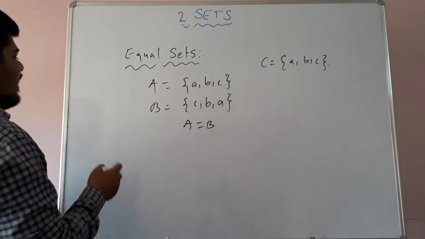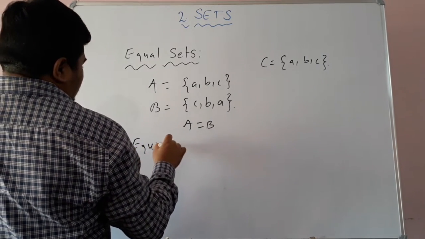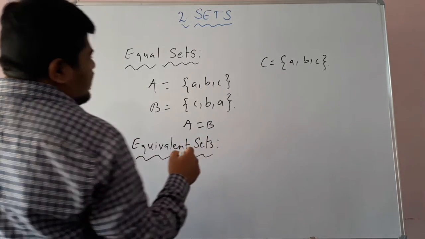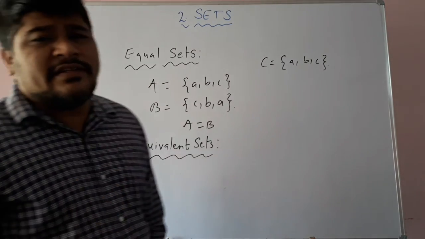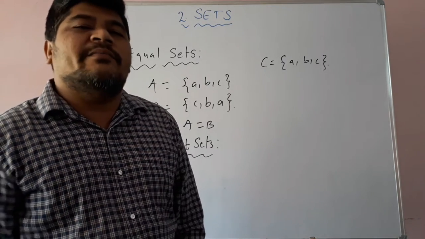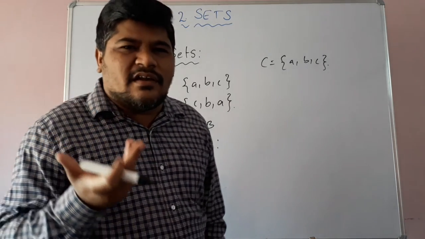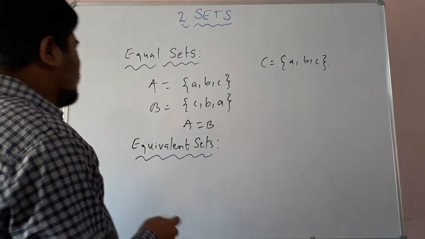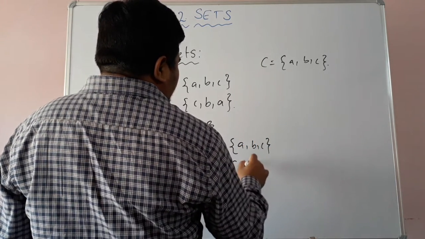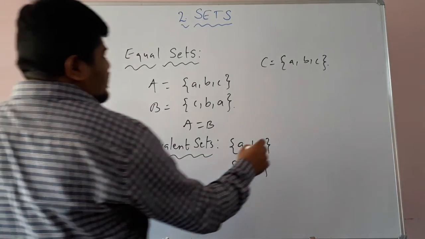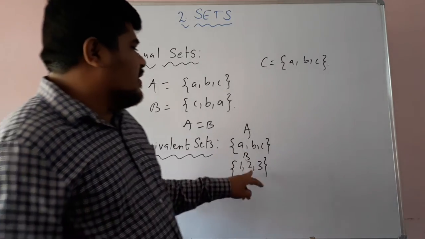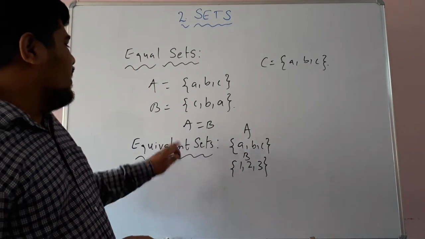So next, children, equivalent sets. Two sets are said to be equivalent sets if they have an equal number of elements. They may have the same elements or not, that does not matter here, but the number is the same. Suppose set A has elements A, B, C, and set B has elements 1, 2, 3. These two sets have an equal number of elements, 3 elements and 3 elements. So these types of sets are said to be equivalent sets.